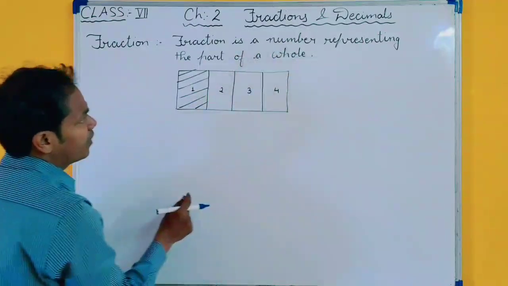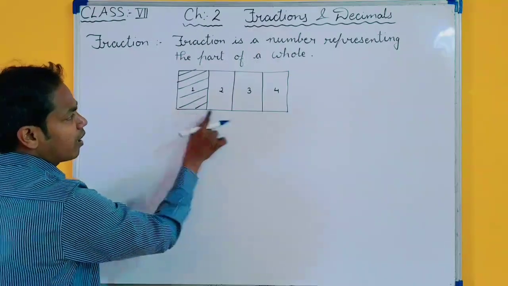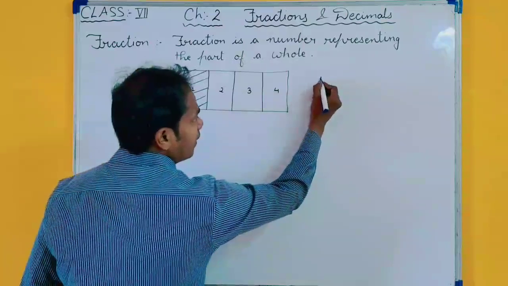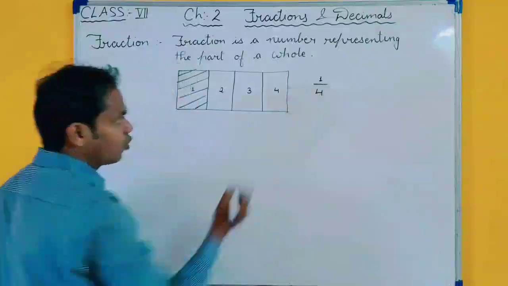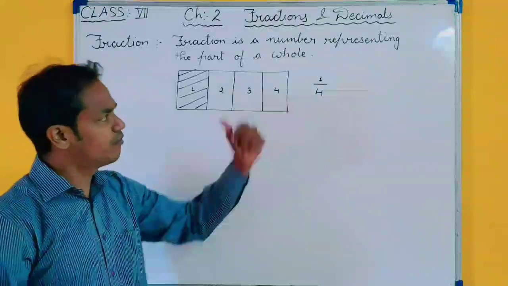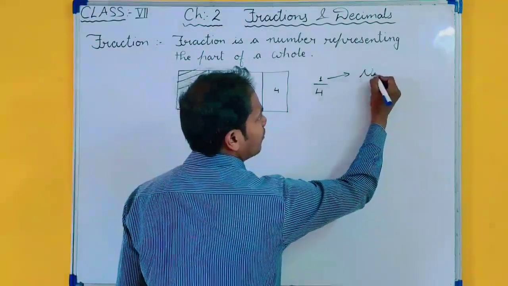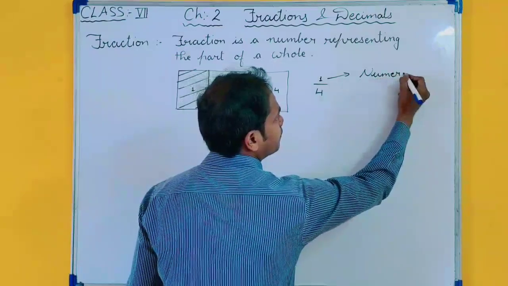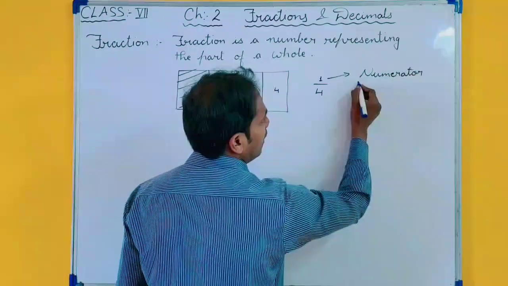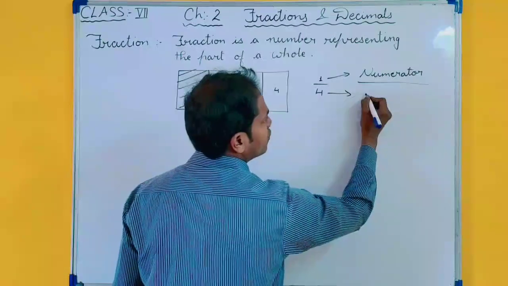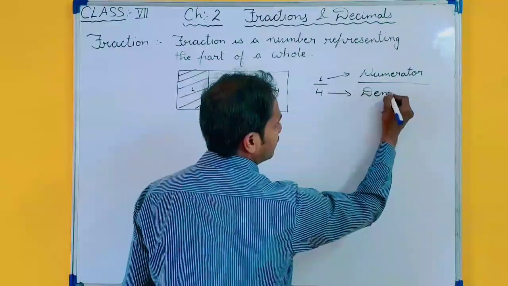A fraction is a number representing the part of a whole. So one part is shaded out of total parts. So this is known as a fraction. Okay. The above value is known as numerator. And the down value is known as denominator.